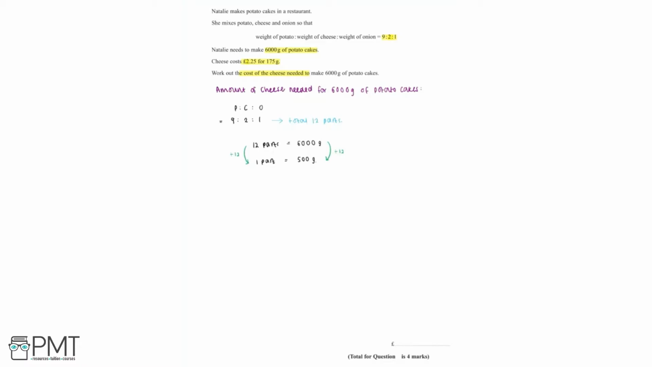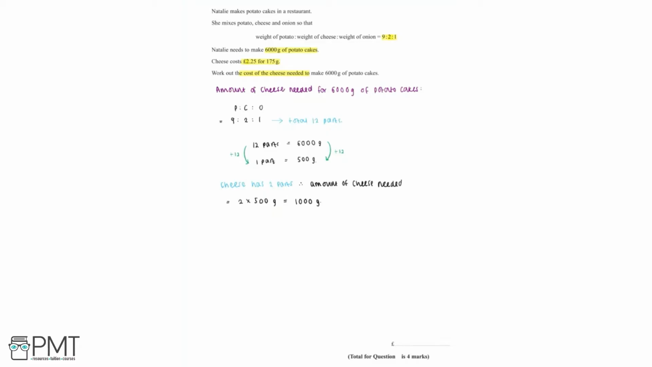But now we need to find the amount of cheese that's needed for 6,000 grams of potato cakes. We can see from our ratio that cheese corresponds to 2 parts of the ratio. And so we can say that the amount of cheese needed is equal to 2 parts, and if 1 part is equal to 500 grams, 2 parts would be equal to 1000 grams. And so we can say that we need 1000 grams of cheese in order to make 6000 grams of potato cakes.